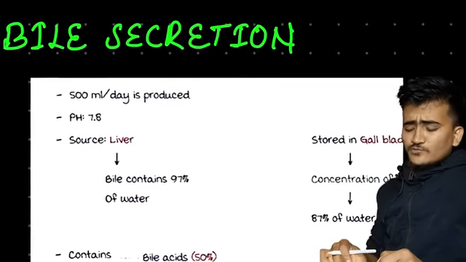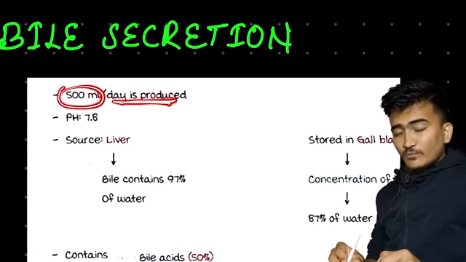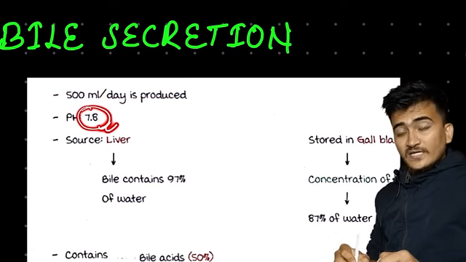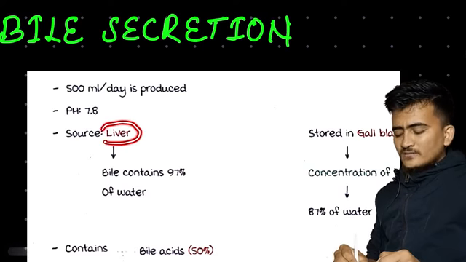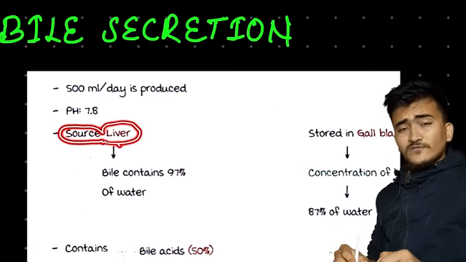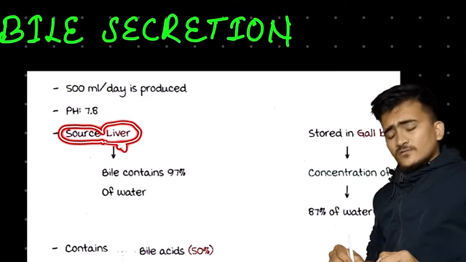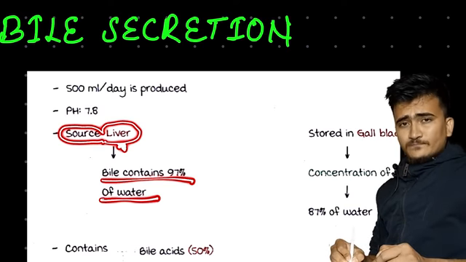Now moving into bile secretion. About 500 ml of bile is produced daily, and its pH is about 7.8. And the main source of bile is our liver. When the bile is present in the liver, it will contain about 97% of water.